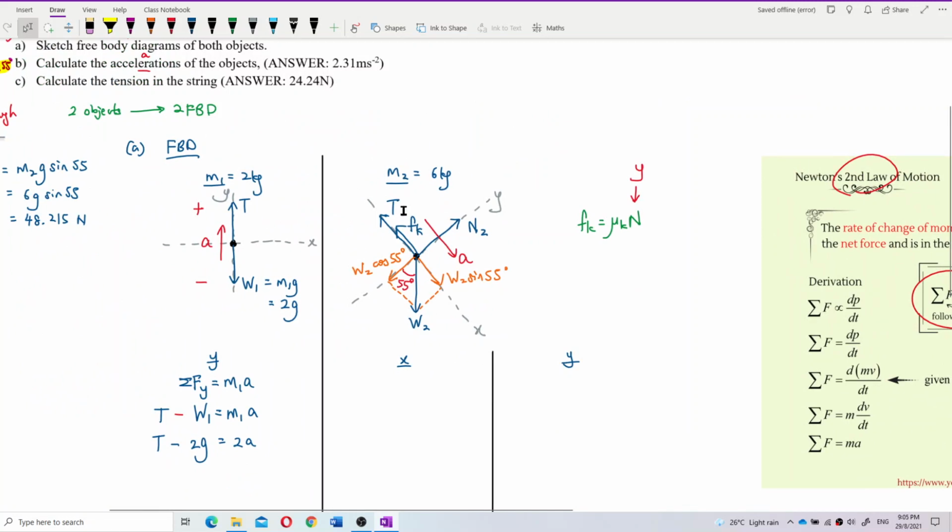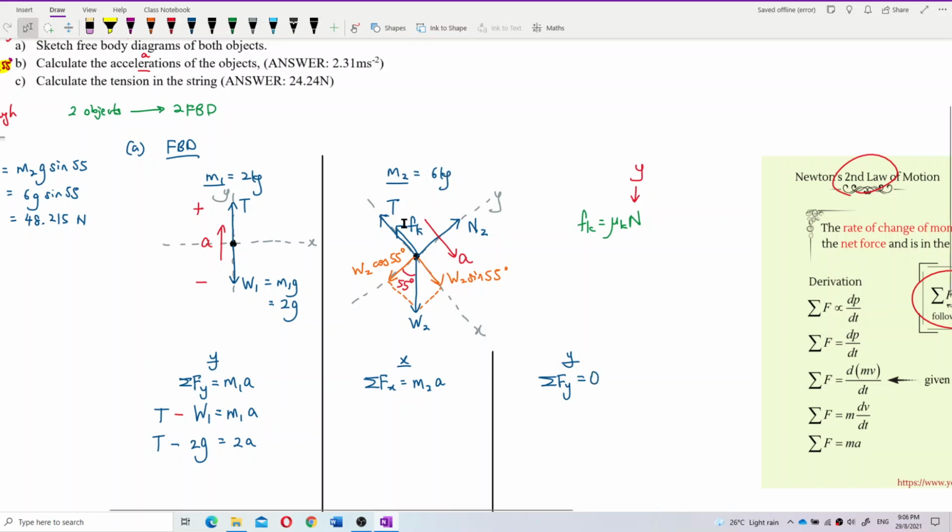Like for this one, you draw acceleration at the x component. That means we know that in the x component, the total Fx equals m2a. But the y component, no acceleration, isn't it? Acceleration only in x. Y component no acceleration. So in the y component, Fy equals 0.